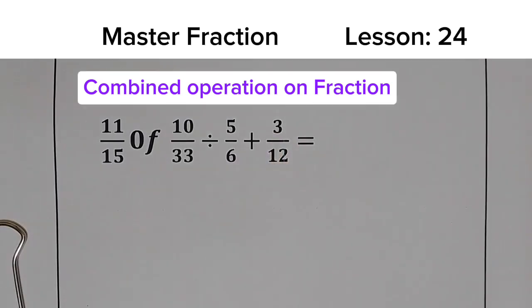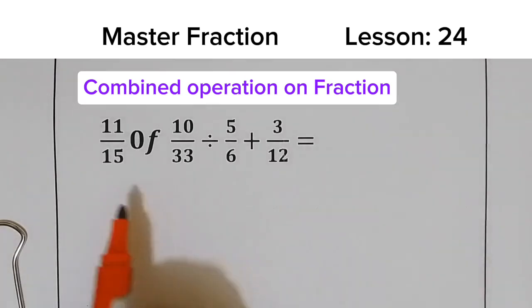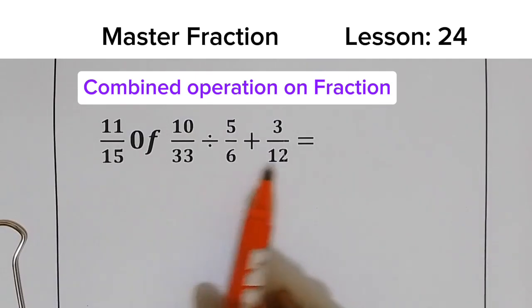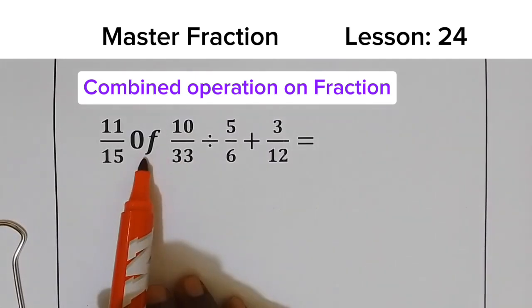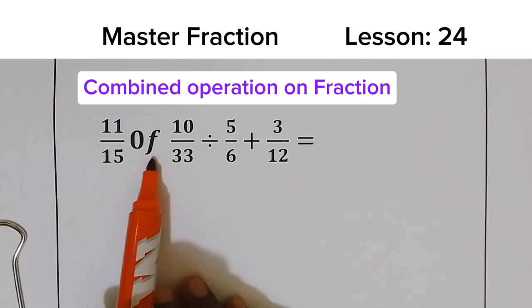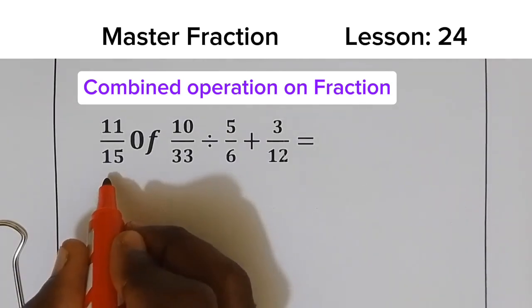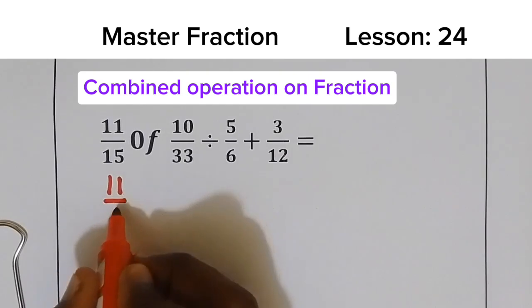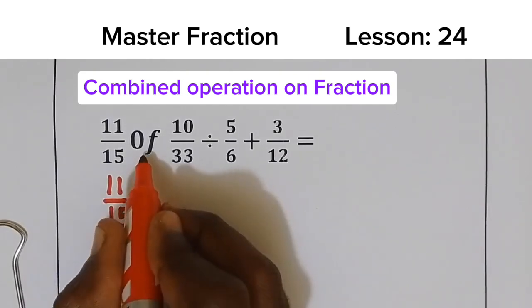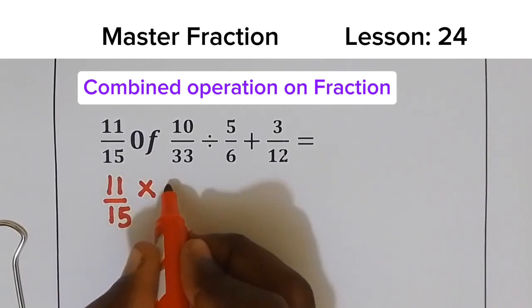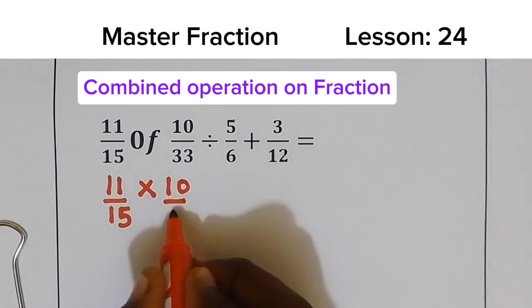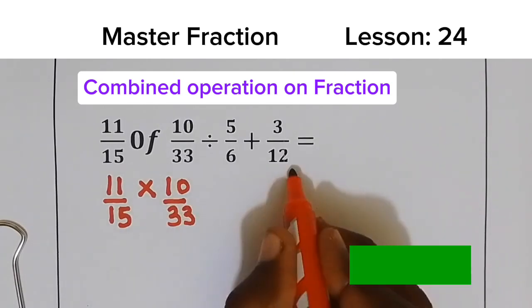According to BODMAS, we start with bracket, then of, after that division, multiplication, addition, and last subtraction. In our question here, we don't have any bracket, but we have of here. So we are going to start with of. Of means multiplication. This is going to be 11 over 15 of 10 over 33. Then I'm going to drop the rest.